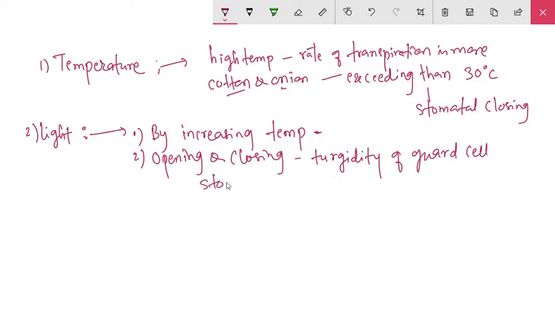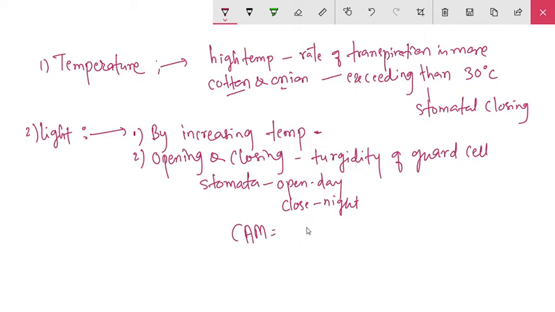Stomata are open during the daytime, and they are closed during the night. However, in the CAM plants, the CAM plants mean these are the xerophytic plants like Opuntia or most of the cactus, etc.